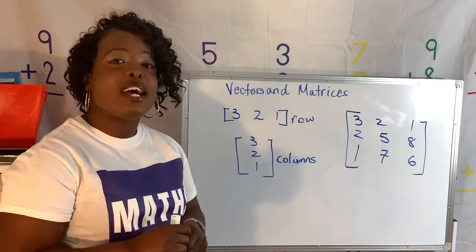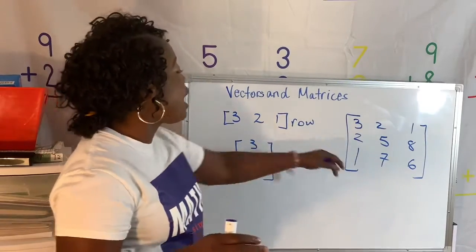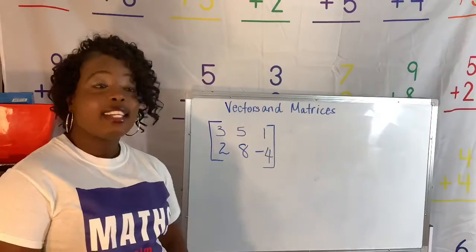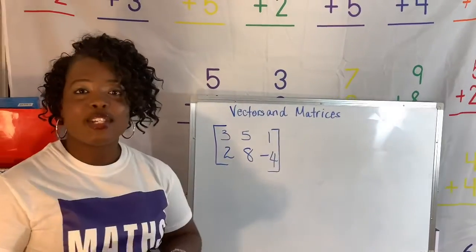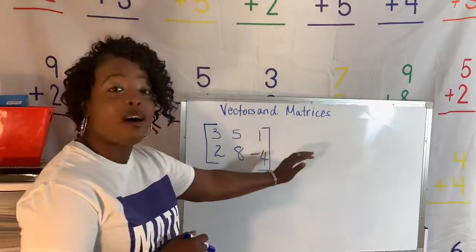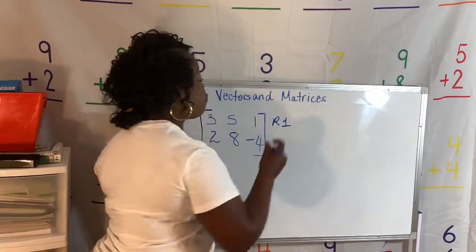So now we're going to look at how we add vectors and the rules for adding, and how we add matrices and the rules for adding matrices. Let's now turn our attention to this matrix. Here we have 3, 5, 1 going across. This we denote as row 1, so I'm going to say R1 for row 1.